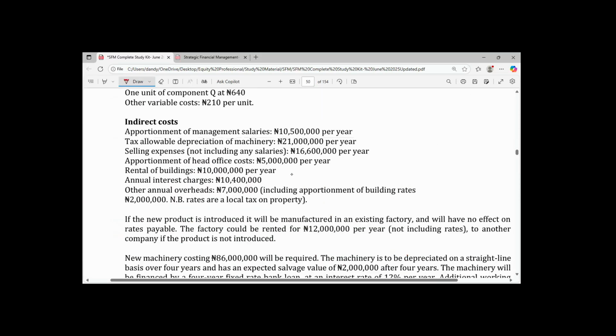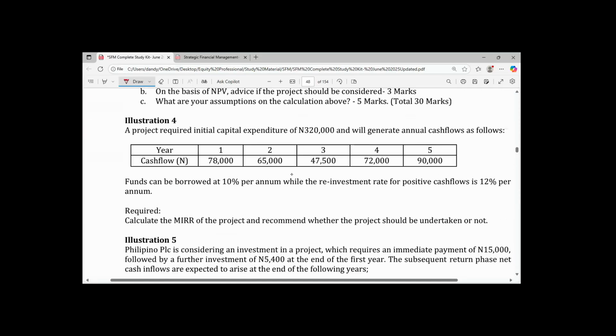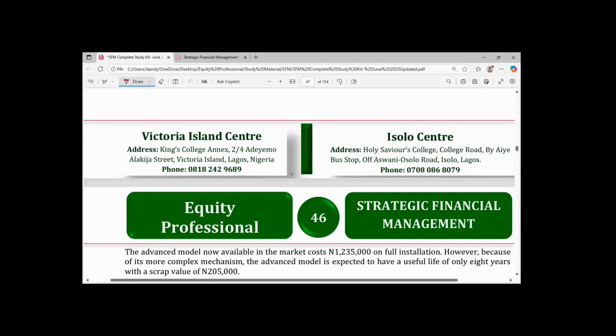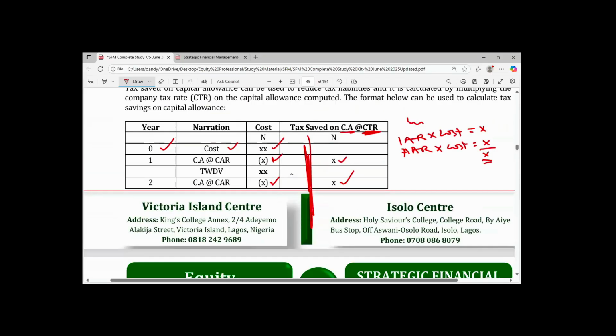You know, when I was giving you the notes, the format for capital allowance, that table, let me quickly show you. So all these capital allowances you calculated for each year.